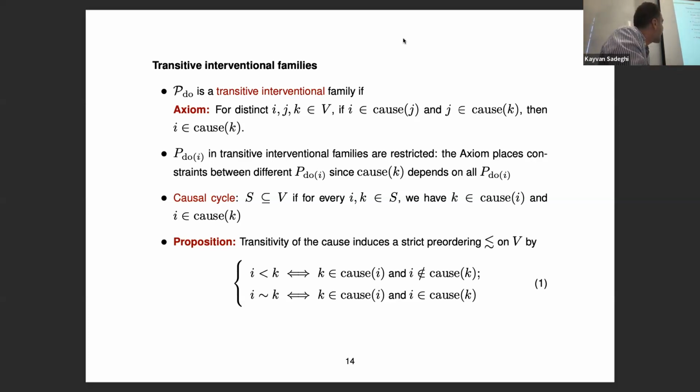And that's pretty much our main axiom. And this puts some restriction on the family, right? Because of course, these P do I's get related to each other using this fact, because this cause depends on the whole family. It uses each of these. So it puts some restrictions on the family that we're defining.